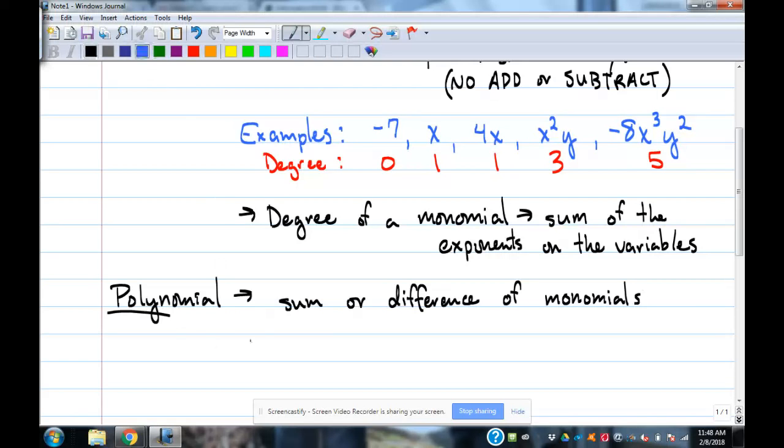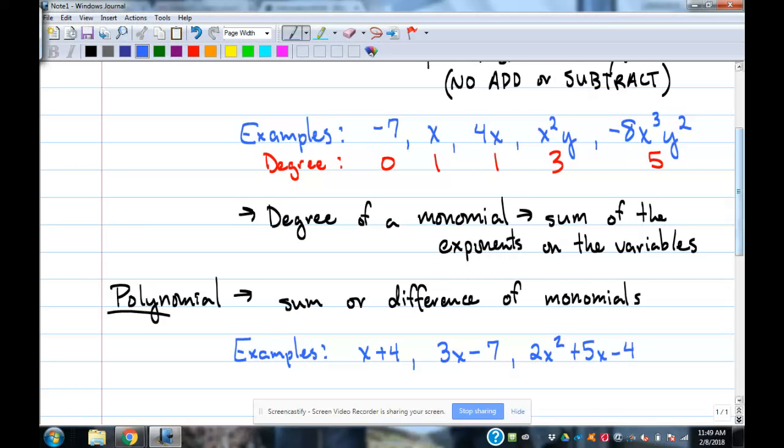Some examples of that. X plus 4. That's a polynomial, because X is a monomial and 4 is a monomial, just like up here. We had that. 3X minus 7. That's a polynomial. It's the difference of two monomials. 2X squared plus 5X minus 4. That's a polynomial. It's a sum and a difference. It's got both. But each term, each monomial, is separated by a plus or a minus sign.